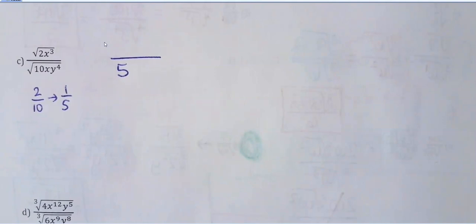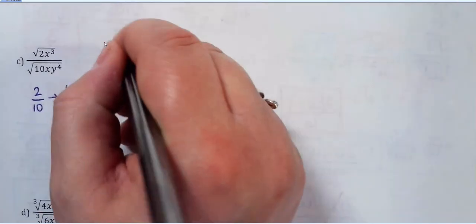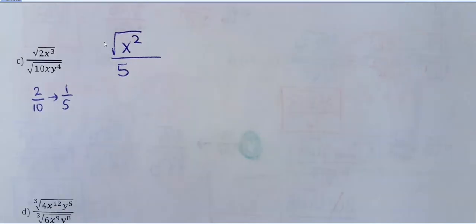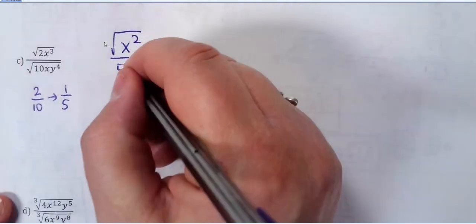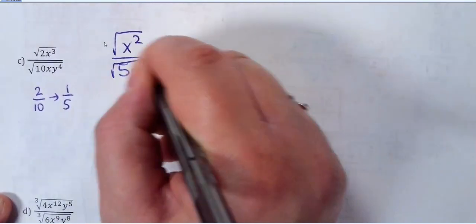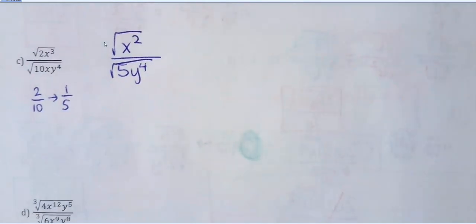Now I have 3 x's on the top, 1 on the bottom. So I would have x squared on the top. And I only have y's in the bottom, so I'm just going to go ahead and copy that y to the 4th. But now, my denominator is 5y to the 4th, and that's what I want to rationalize. Y to the 4th is a perfect square already, so I don't have to do anything with the variable. The only thing I'm going to have to work with is the 5.